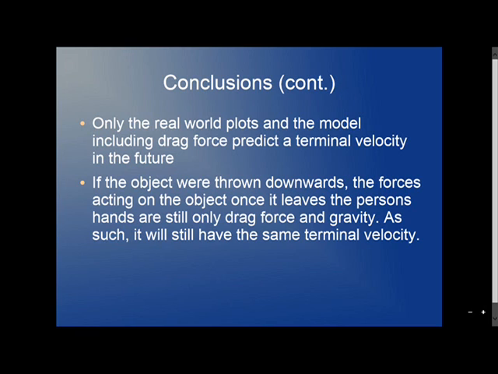Also, if the object were to be thrown downwards, all you would be doing is changing the initial velocity, and as the graph above shows, if you change the initial velocity, you do not change the fact that there's going to be a terminal velocity. In fact, all that you're doing is changing where in the graph you're starting at. The terminal velocity will still be the exact same.